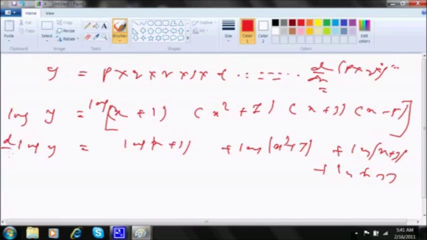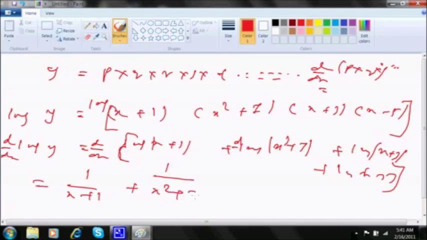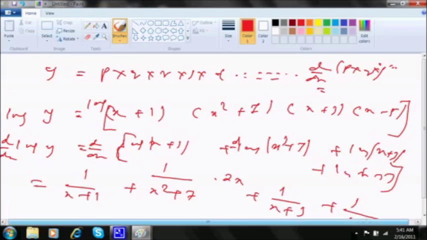Take dy/dx on both sides. Then dy/dx of log of x plus 1 is simply 1 by x plus 1, plus this dy/dx is actually getting distributed, dy/dx of this plus dy/dx of this and so on in the next step. So this is 1 by x squared plus 7. Just take care, it's 2x. X plus 3 plus 1 by this and so on.